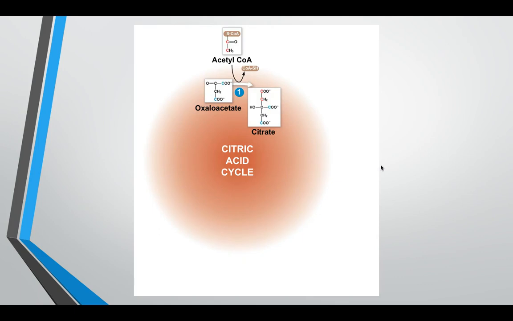The pyruvate from the glycolysis is going to be oxidized to oxaloacetate. It's going to be oxidized to acetyl-coenzyme A. I apologize. Acetyl-coenzyme A is the key to Krebs. By binding to oxaloacetate, it creates citrate.